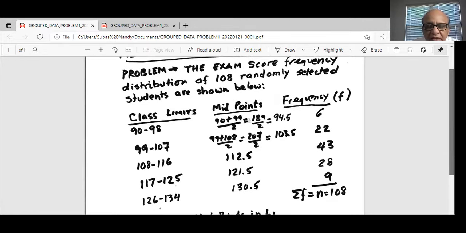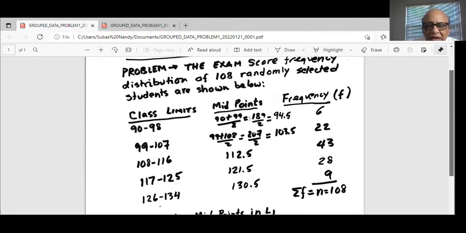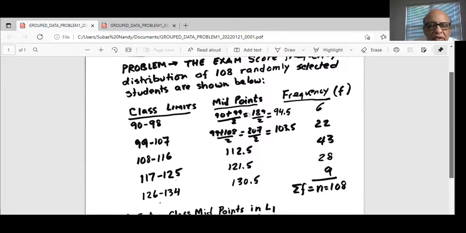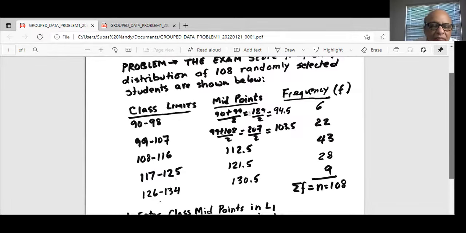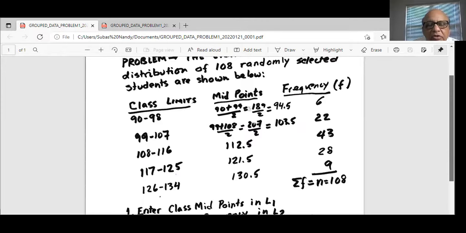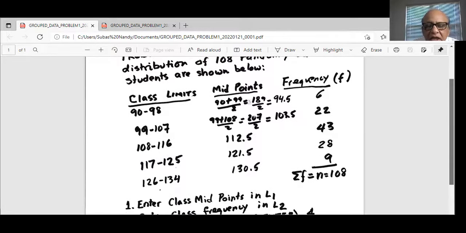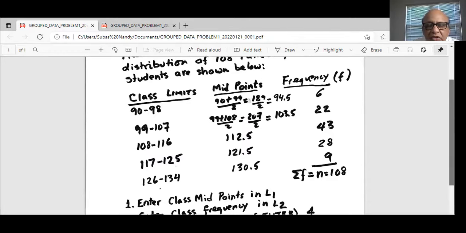6. The second group is between 99 and 107, frequency is 22. The third group consists of scores between 108 to 116, frequency is 43. The fourth group is scores between 117 to 125, frequency 28. And the last group of scores is between 126 to 134 with the frequency of 9.